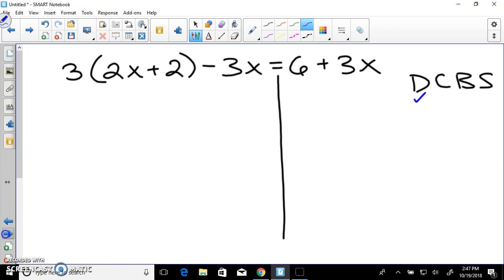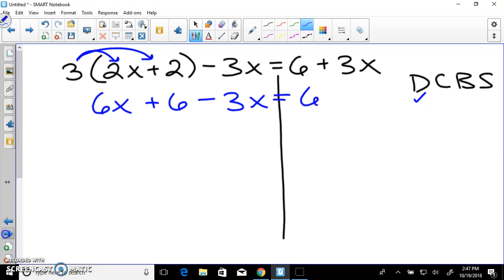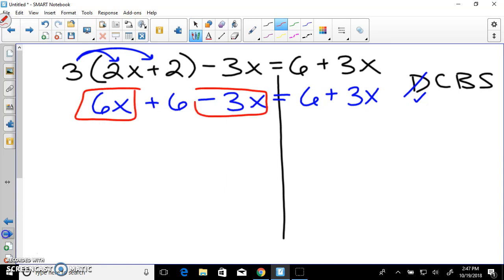So let's go through. Distribute. Absolutely, we can distribute. So we have 6x. 3 times 2 is positive 6 minus 3x equals 6 plus 3x. Okay. Combine like terms. Yeah, on the left, we can combine 6x minus 3x. That just leaves us with 3x plus 6 equals 6 plus 3x.